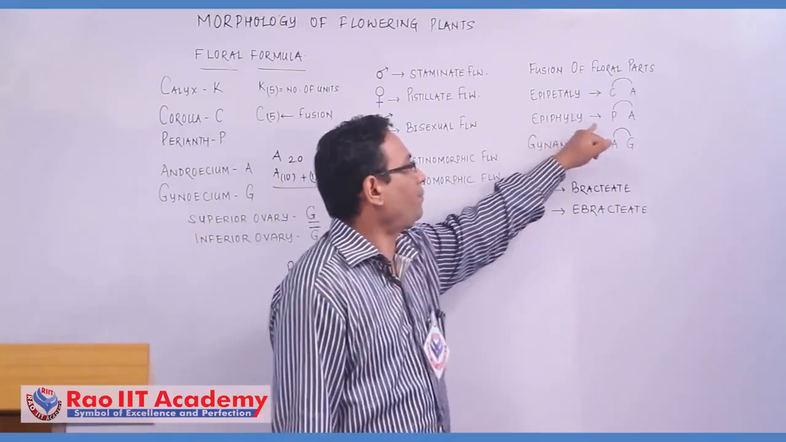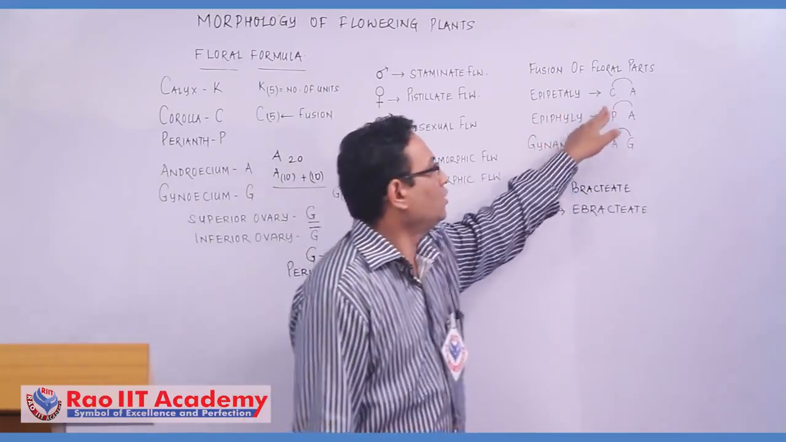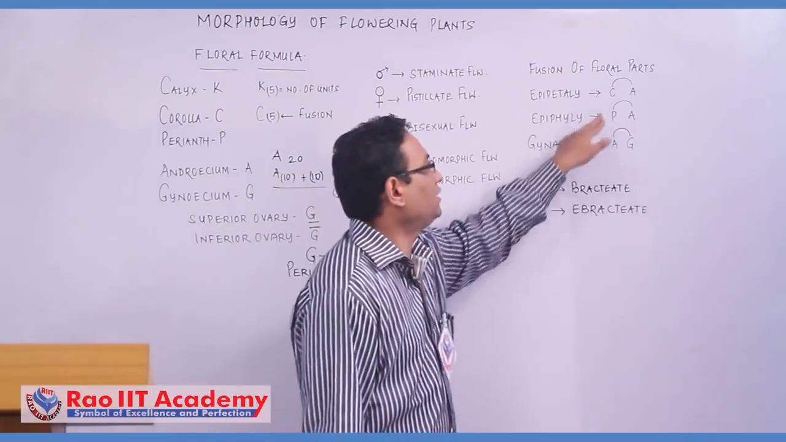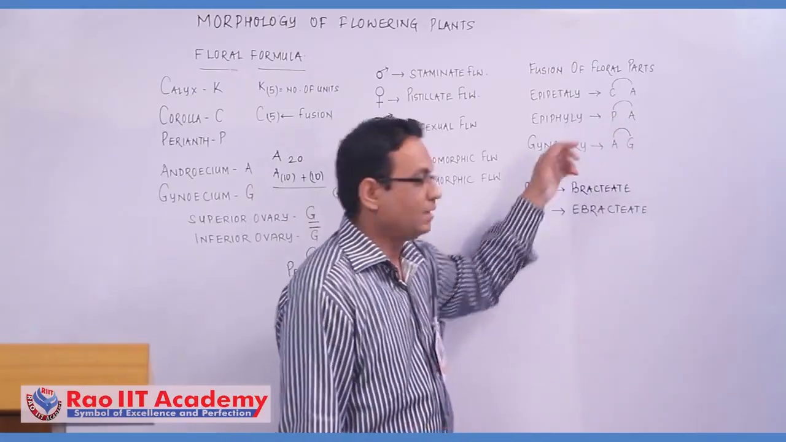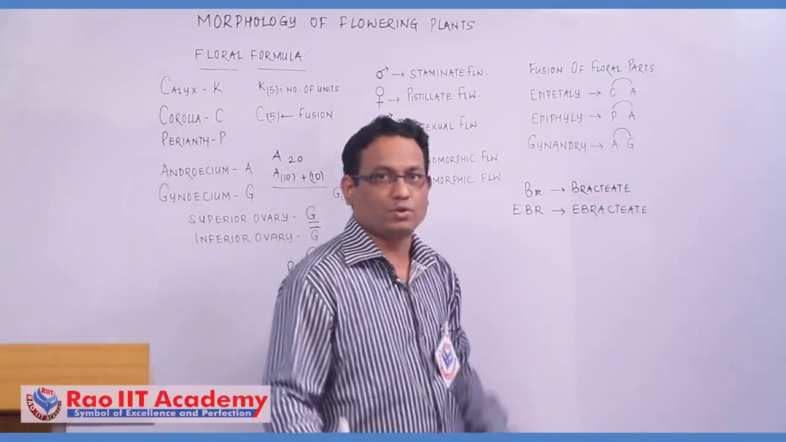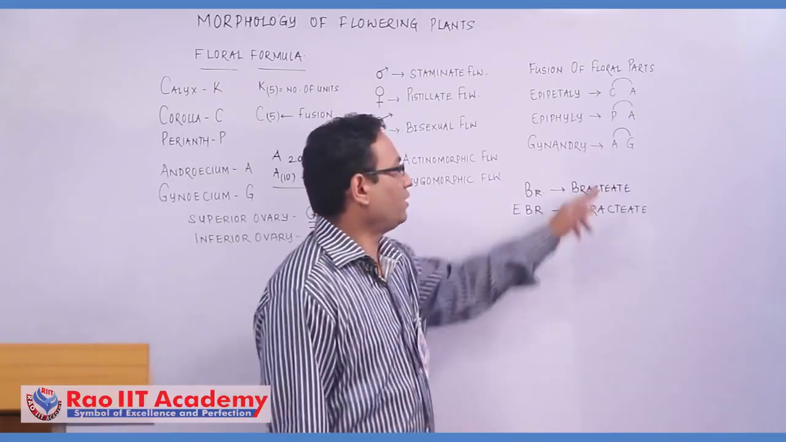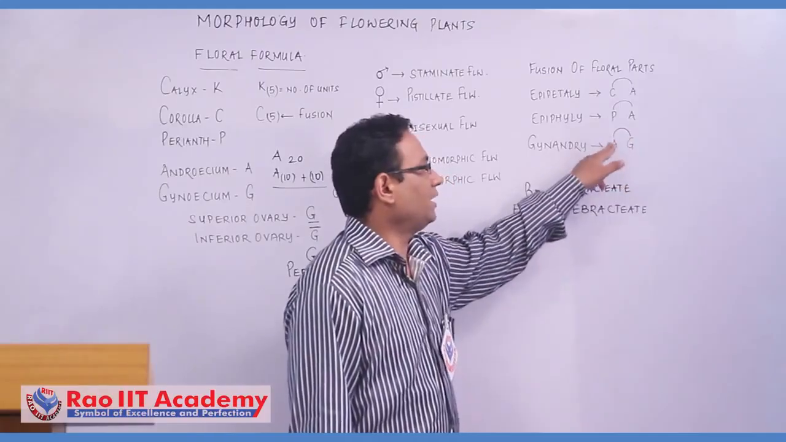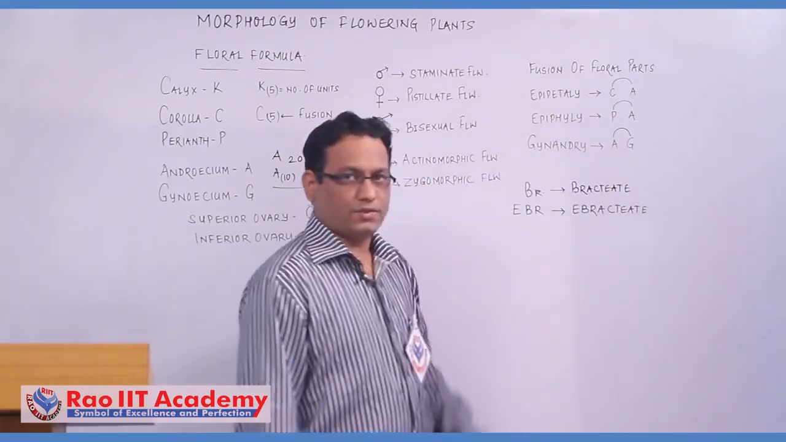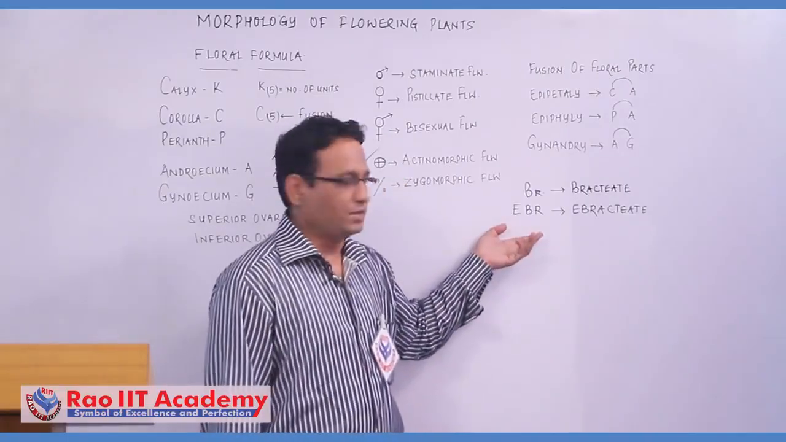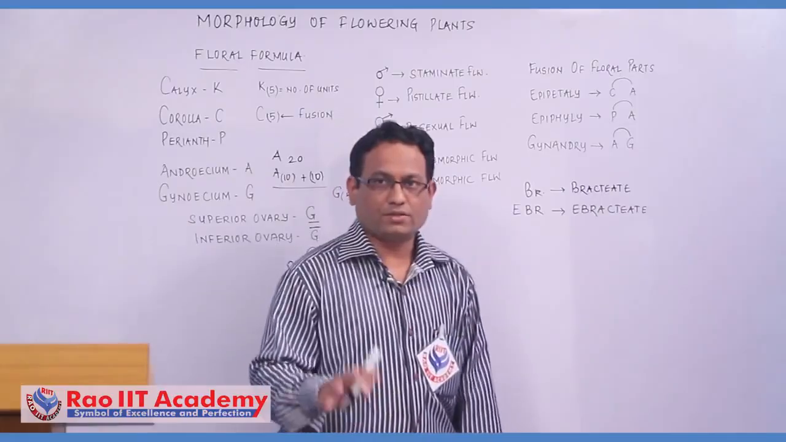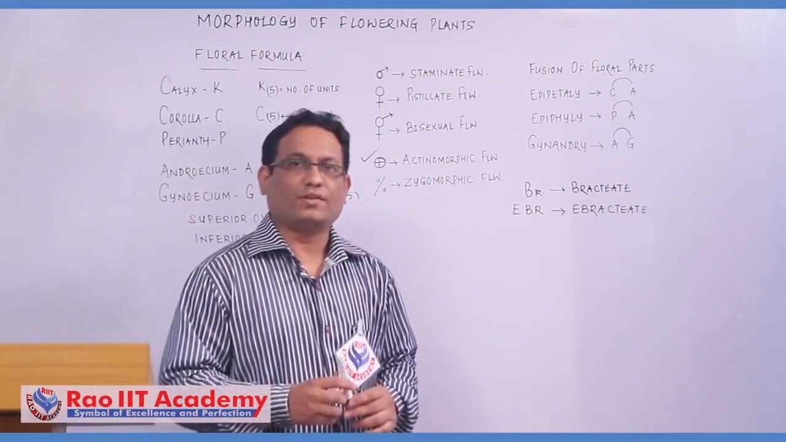Similarly, we have fusion of the perianth and the androecium known as epiphylly, shown by this symbol, similar to epipetaly, with the exception that C is replaced by P. We have some flowers like Calotropis where the androecium and the gynoecium units are fused with each other. That's where we would have capital A, capital G with a bent line over it. So this will explain fusion of parts. Apart from this, we would have two more symbols in the form of capital BR and EBR. This explains the presence or the absence of bracts protecting the flowers.